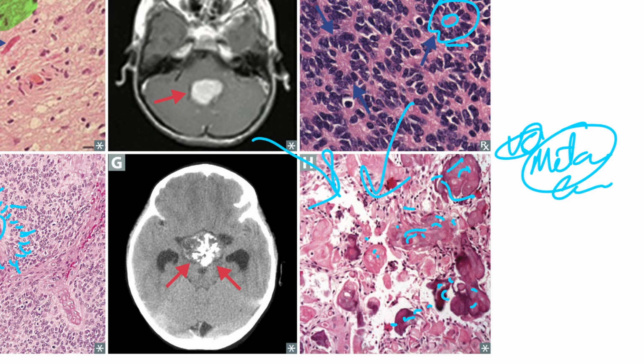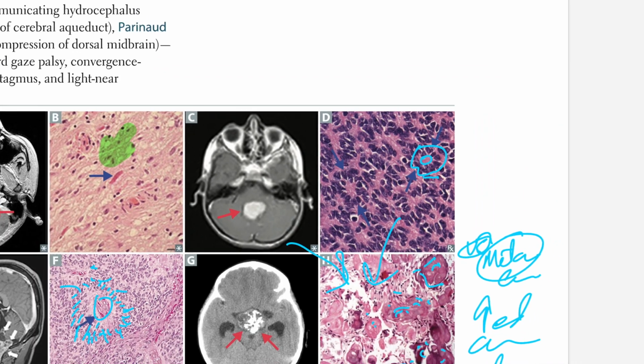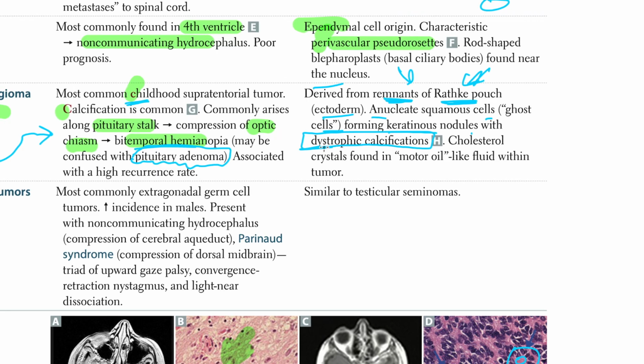Well, in metastatic calcification, you have increased calcium and it deposits into normal tissues. And that's called metastatic. So dystrophic calcification, as the name suggests, dystrophic, bad tissue, meaning you have some tumor, something here. That's what a bad tissue is. Calcification, again, deposition of the calcium. Cholesterol crystals are found in the motor oil-like fluid within the tumor. And that's also important to remember.